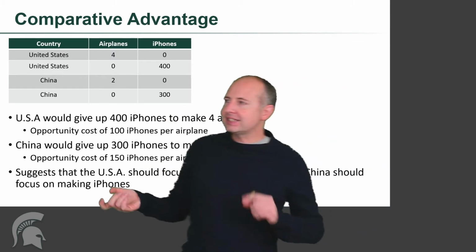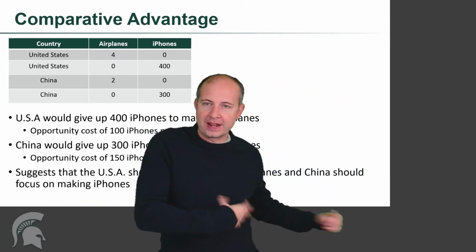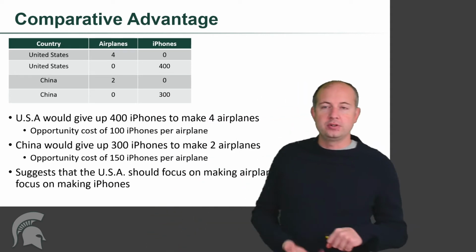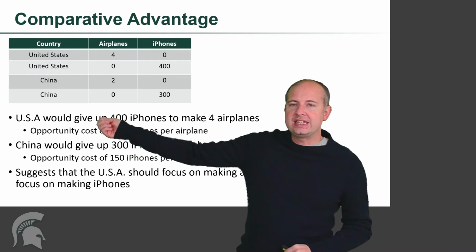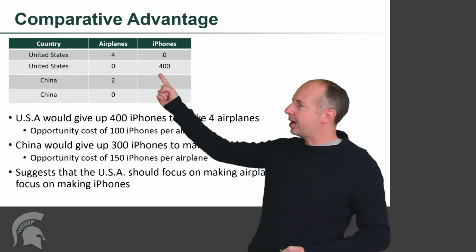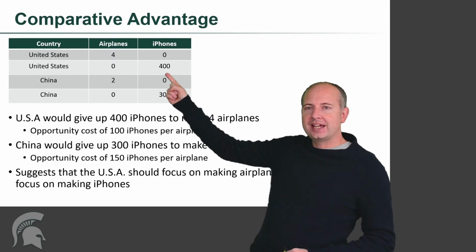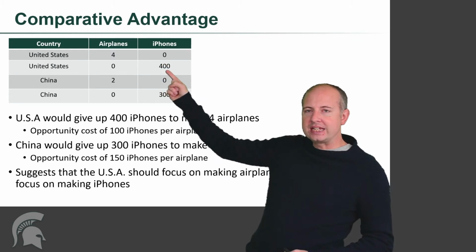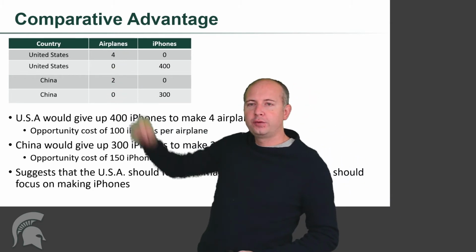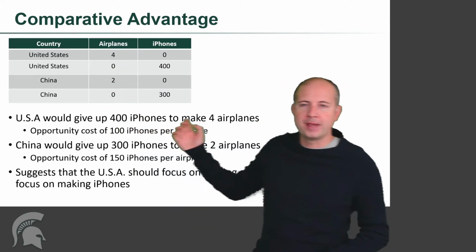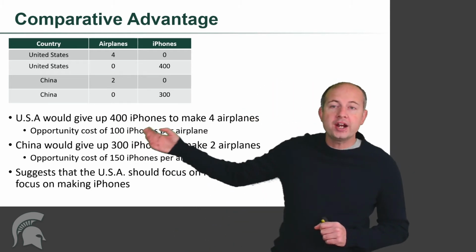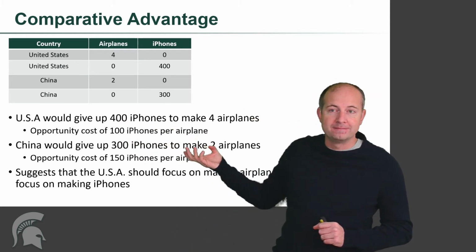Okay, so let's see, however, what the comparative advantages are. Well, for comparative advantage, we need to figure out opportunity cost. So the USA would give up 400 iPhones to make 4 airplanes. Remember, if they're opting to make only iPhones and they decide they want to only make airplanes, they're going to have to give up 400 iPhones and they gain 4 airplanes. So give up 400 to make 4. That means there's an opportunity cost of 100 iPhones per airplane.